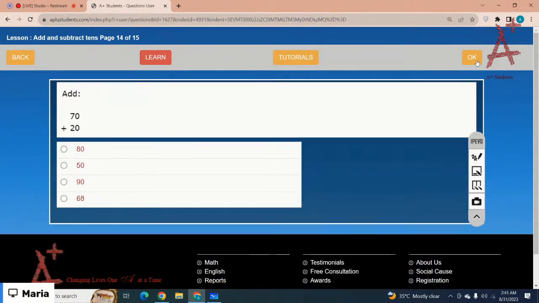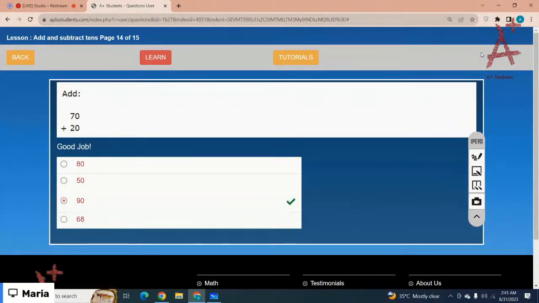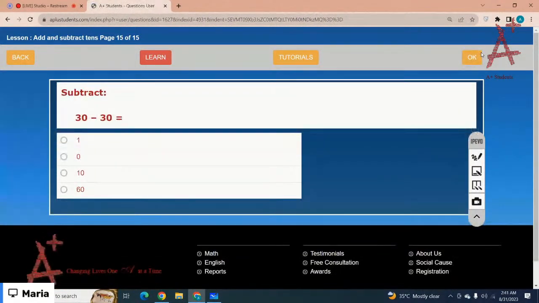70 plus 20 is, yes, it is 90. The correct option is 90. Okay, the last one is 30 take away 30. So subtracting a number from itself equals 0. 30 take away 30 is 0. Subtracting a number from itself equals 0, right?